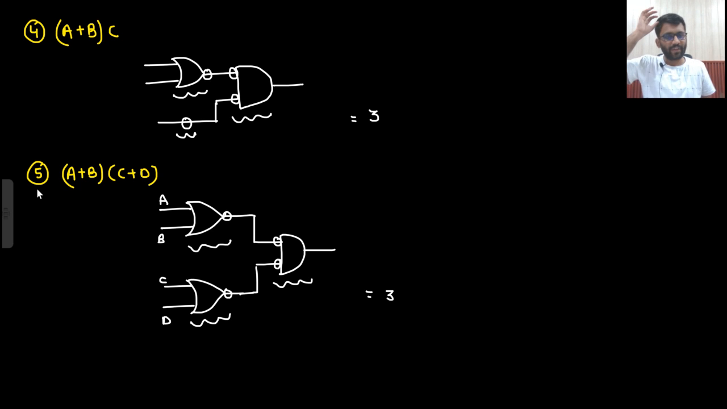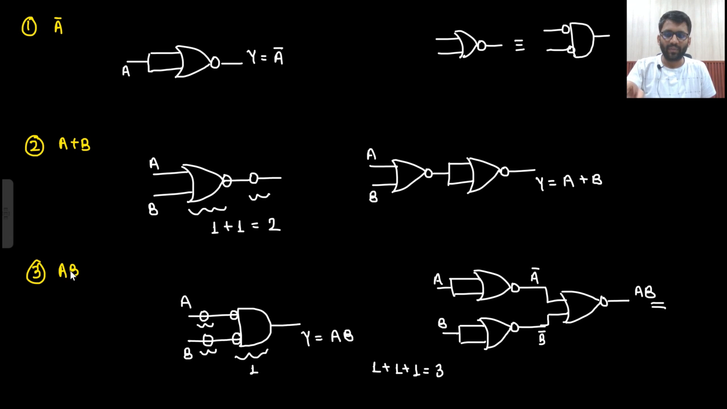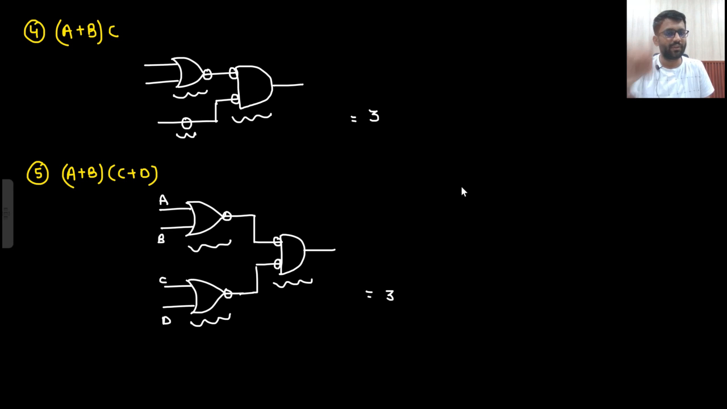So this format we have seen. AB will take me 1, A plus B will take me 3. A plus B into C will take me 3. A plus B into C plus D will take me 3. So this is the form that we have already seen now. Okay. Now let's move to the next one. A plus B into B plus C. It will also take me 3 only. You can implement it on your own.